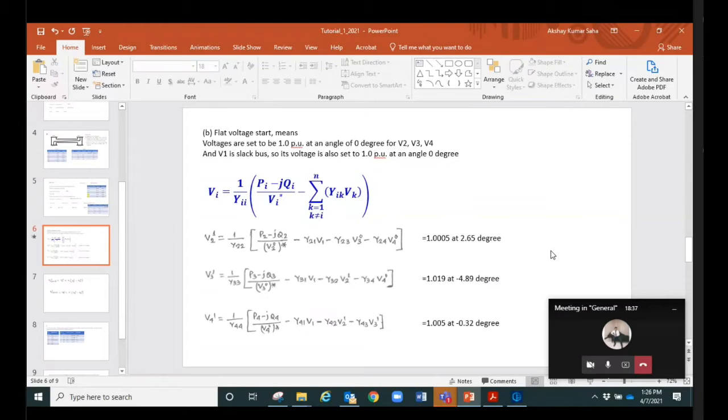Now conjugate is 1 minus J0, but it doesn't matter much because it's still 0. And then Y21 V1, Y21 was minus 2 plus J6, and V1 is 1 at an angle 0 degree, then minus Y23 V30, Y23 is minus 0.667 plus J2 times V30 is 1 at an angle 0 degree, minus Y24 V4. So Y24 value is minus 1 plus J3, V4 is 1 at an angle 0 degree. So if I put all those values, then I got that one.